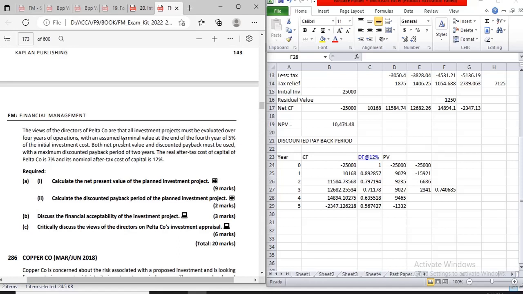Okay, one thing you can write here, and the next thing you have to write is, with an assumed terminal value at the end of the 4th year of 5% of the initial investment cost. The director's view is that the terminal value is 5% of the initial investment. But in reality it won't be 5% of the initial investment, it might be higher or lower than this amount, so you have to criticize this point as well.